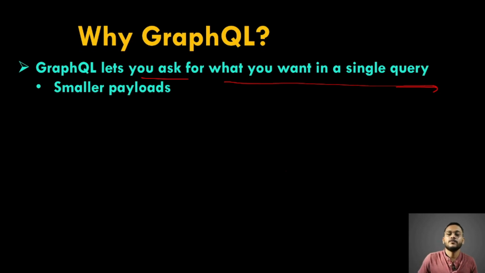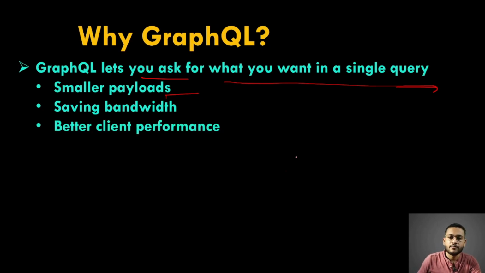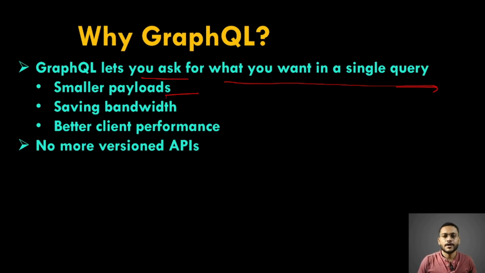The particular value you ask for in a query, the server will send you that particular value. So the payload will be small, and then the bandwidth automatically will be small, right? There is no need to send extra values, and you get better client performance. Obviously the payload is small, bandwidth will be decreased and client performance will be increased. Okay, so no more API versioning, because when we go for RESTful, we are maintaining APIs.